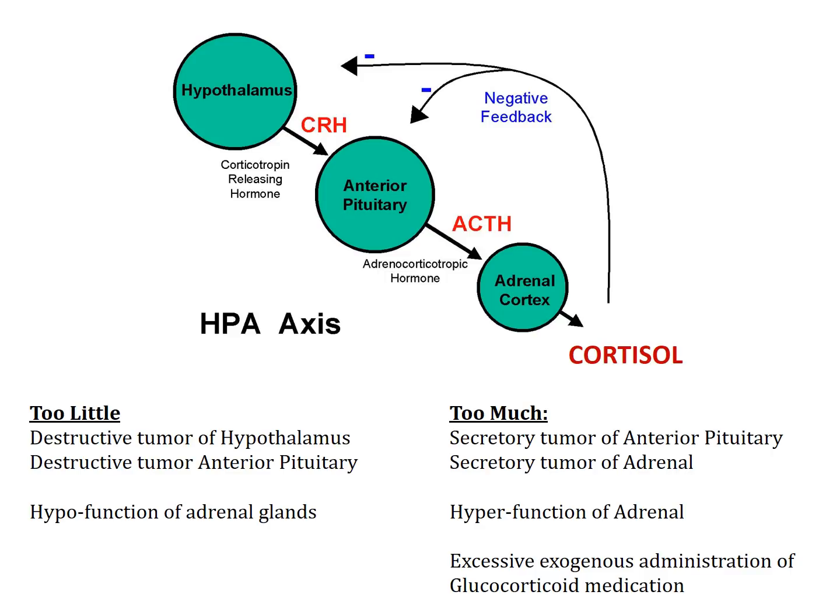Here's the axis. Now let's look at different things that can cause the axis to be overstimulated, therefore putting the individual into Cushing's effect. And then let's look at things where the axis is inhibited. They're not releasing enough cortisol, therefore they are more likely to be Addison's. All right? So let's think of it. Too little. If you're destroying the hypothalamus, if you're destroying the pituitary gland, if you have hypofunctioning adrenal glands, that should make sense to you that that individual is more likely to be Addisonian, right, because they're not putting out enough cortisol.